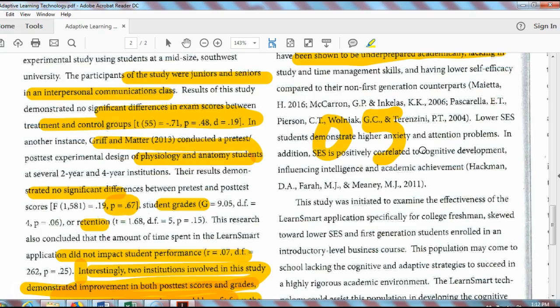Advance the significance of the study for particular audiences. Okay, so we're doing that here. Who are our audiences? Well, it could be administrators in college.